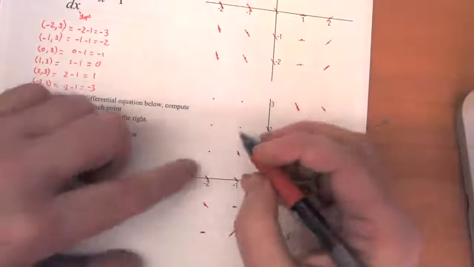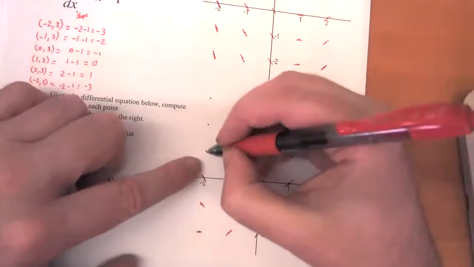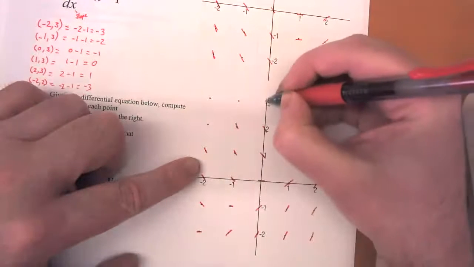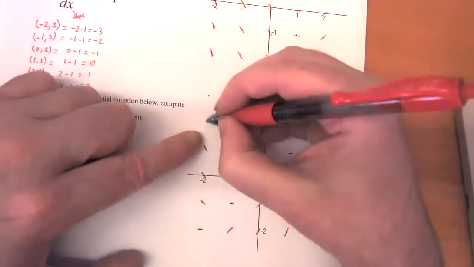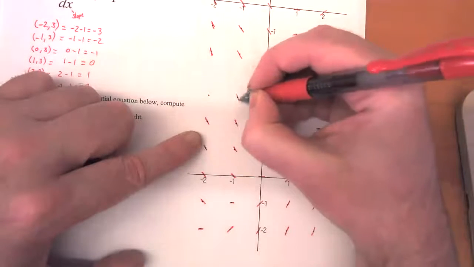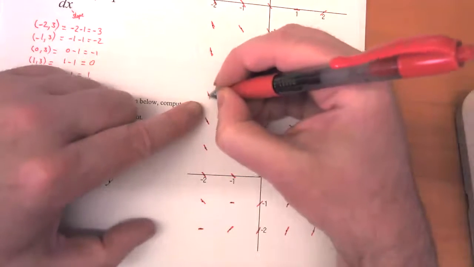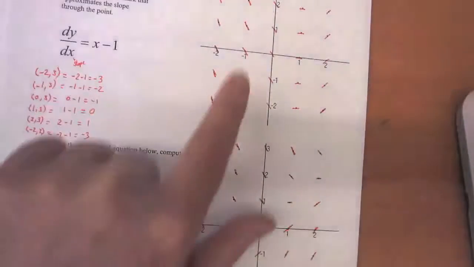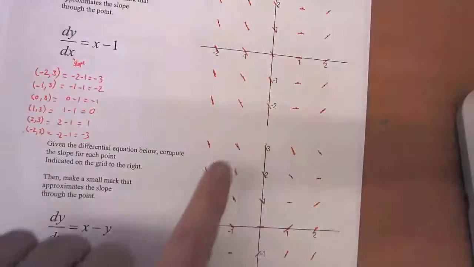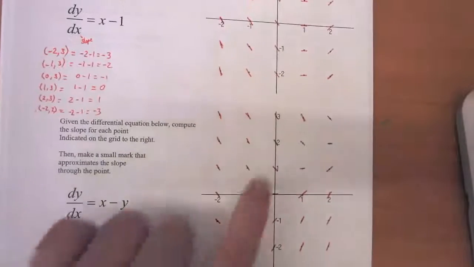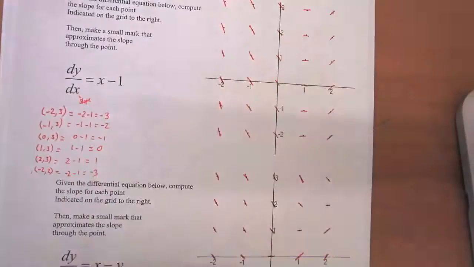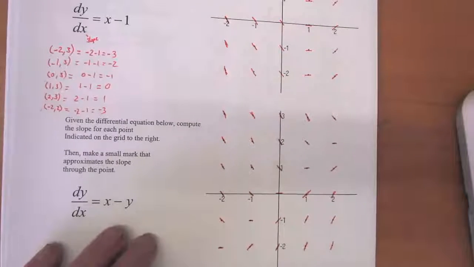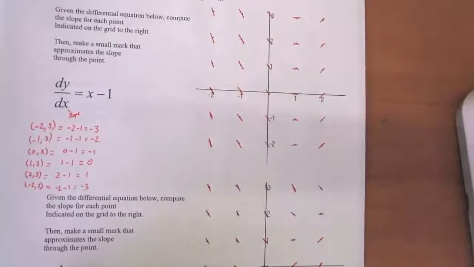And now we can do the same thing over here. So this was -1. So this is going to be a slope of -2. This is going to be a slope of -3. And over here is going to be a slope of -4. So you can see how this has a very different looking slope field. If we connected these dots together, we would get a very different shape than what we got in the first example.